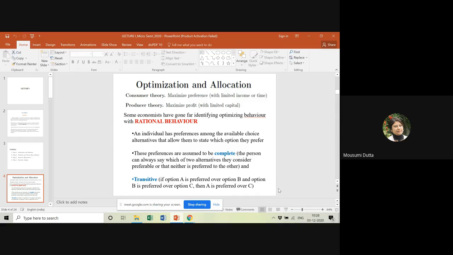And if you go on like this, if A is preferred to B, B is preferred to C, C is preferred to D, and so on, X is preferred to Y, Y is preferred to Z, then A is preferred to Z, but not the other way round. Never Z is preferred to A. Always A is preferred to Z. So choice is like that. The optimization, or the rational behavior, or the rational individual we are talking about, those rational individuals will have complete preferences and transitive choice.